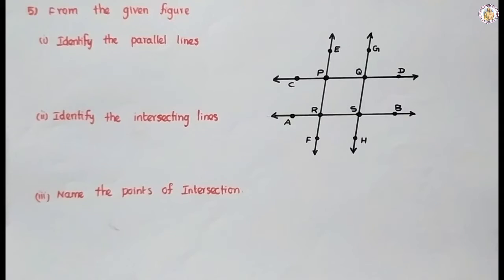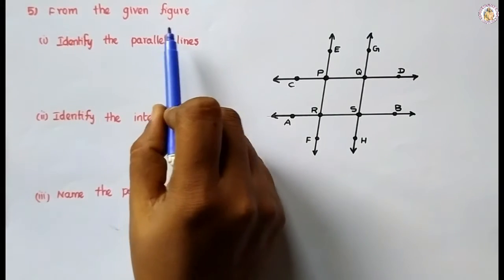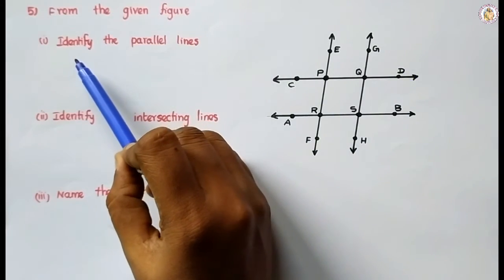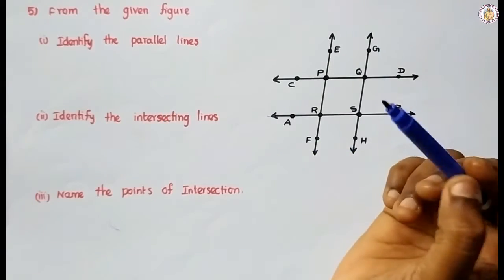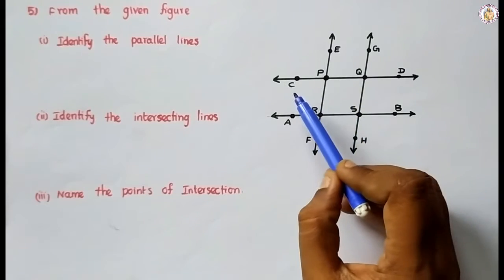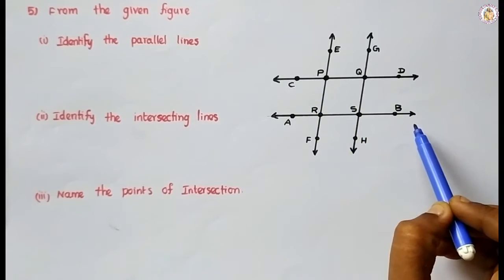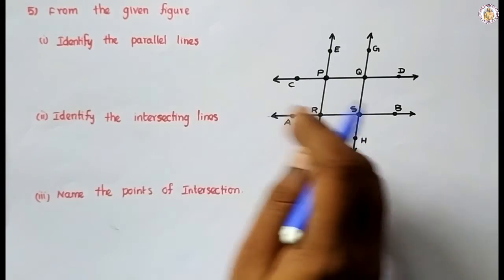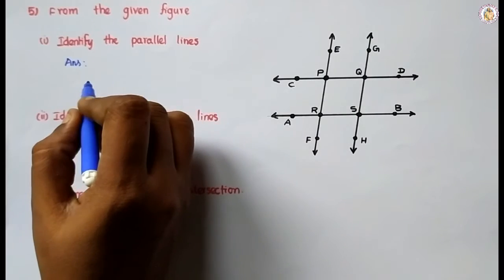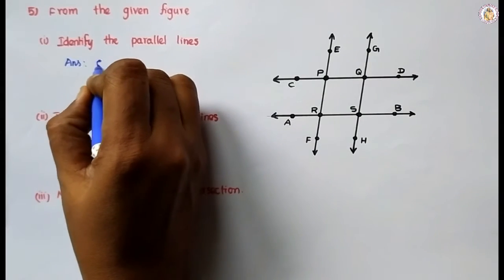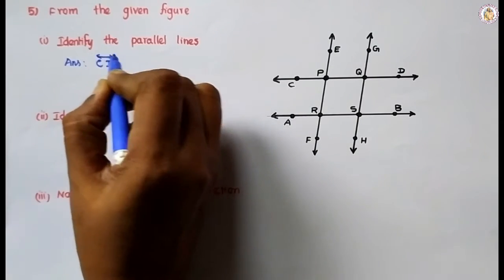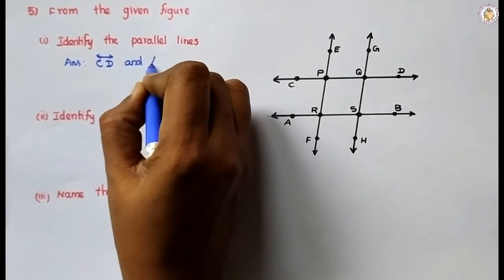That is the answer. Fifth question, from the given figure, answer the following. Listen, first one, identify the parallel lines. Which are the parallel lines here? CD, AB is the parallel line, right? So answer CD and AB.